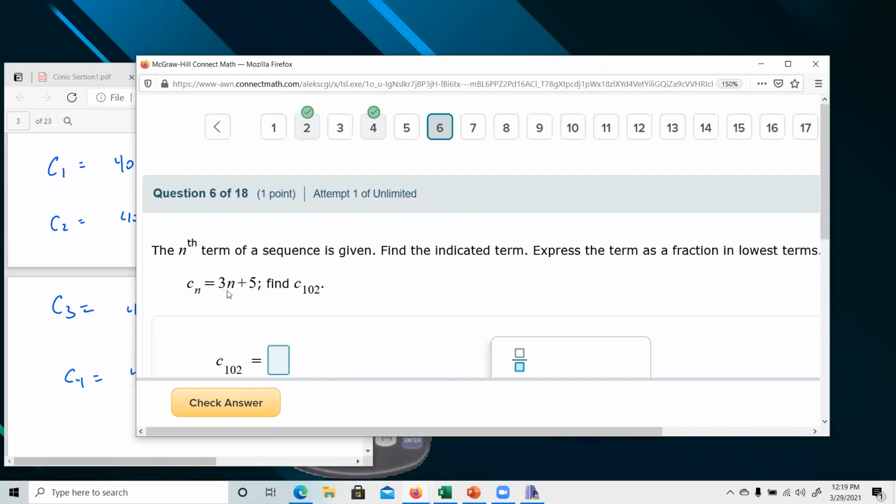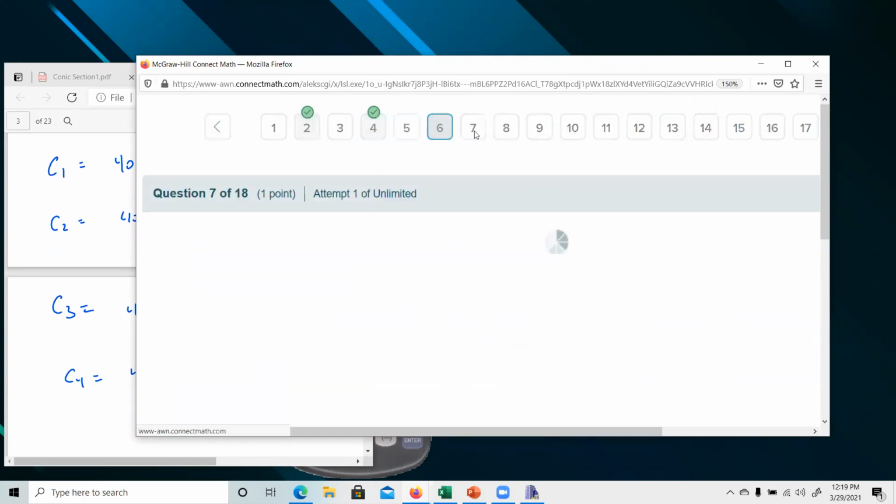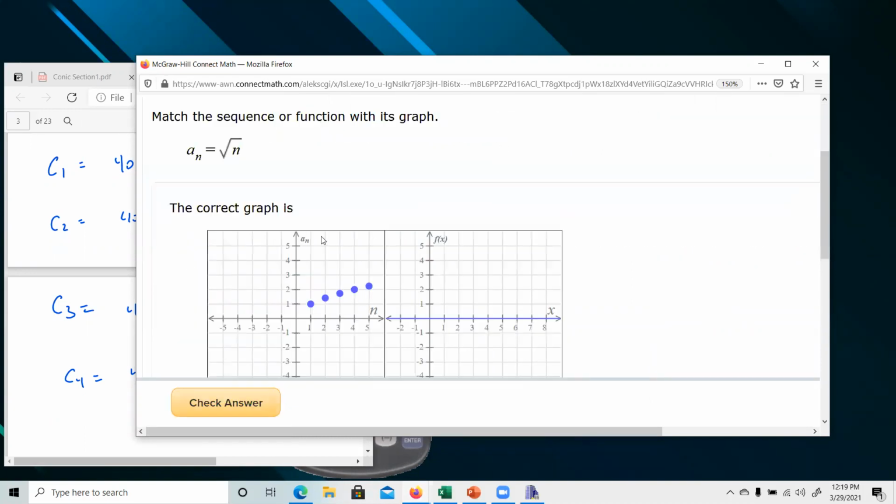So this one's pretty straightforward, right? We just plug in 1, 2, 3. There's no reason to count this up to 102. We can just type in 102 here and be done with it. All right. So the next idea I'm trying to find here, okay, oh, the graph.